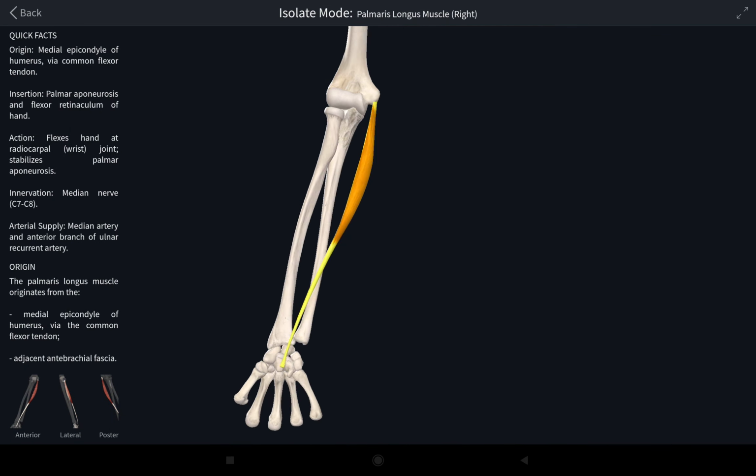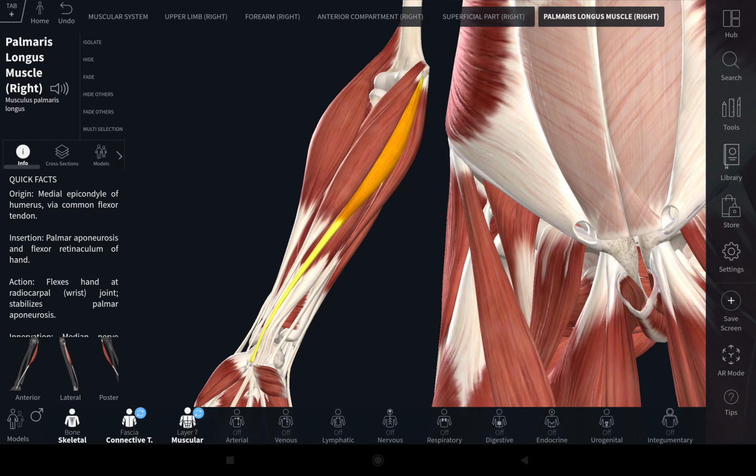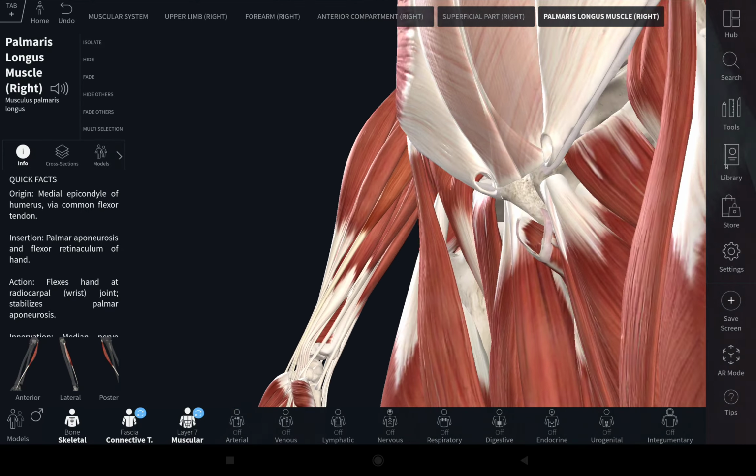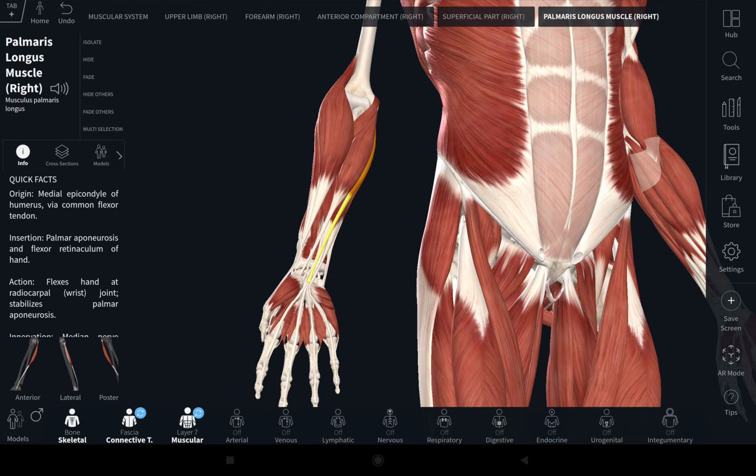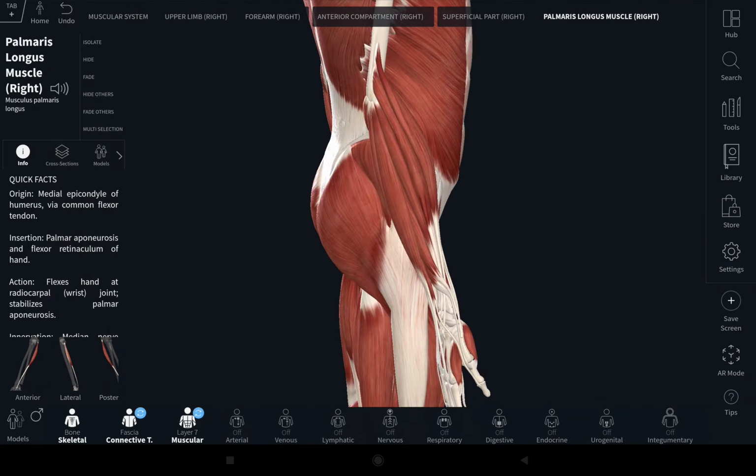So this is part 1 of the muscles of the upper limb. Please see my second part of the muscles of the upper limb.